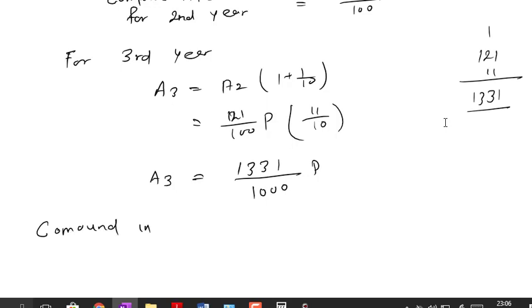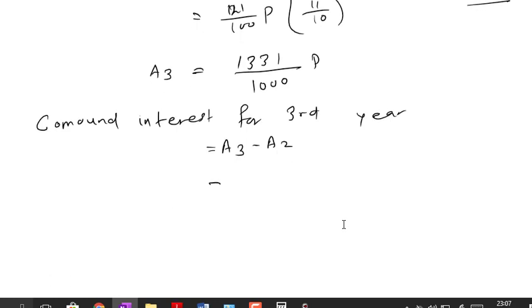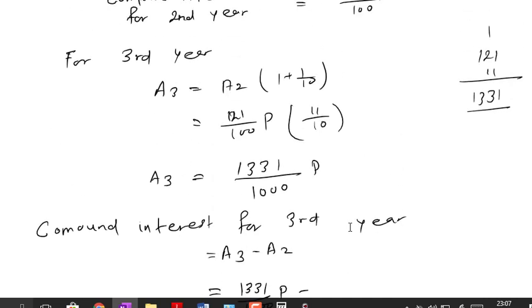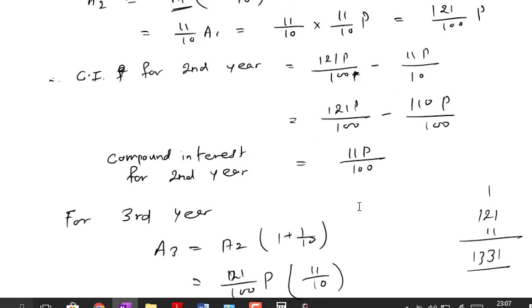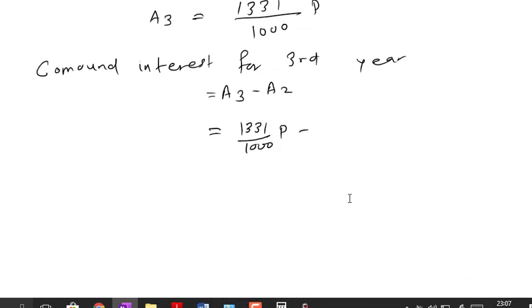And compound interest for third year will be equal to A3 minus A2. The value of A3 is 1331 upon 1000 p minus the value of A2. The value of A2 is 121 upon 100 p.